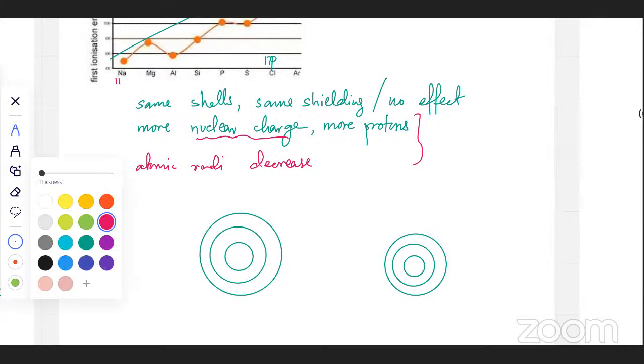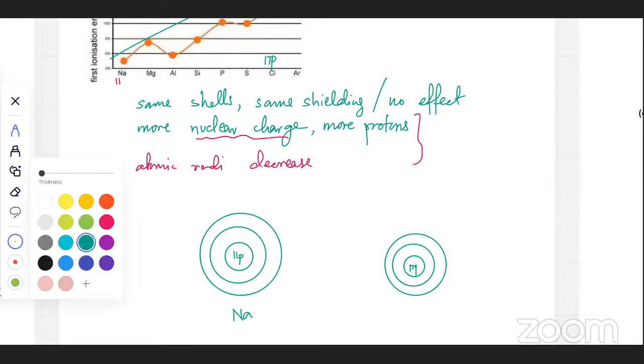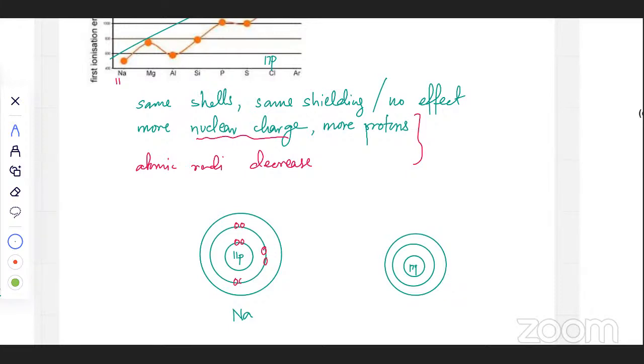So sodium will have just 11 protons. This is sodium over here. While your other one, this is chlorine, that's going to have 17 protons in its nucleus. So the electrons would be a lot more tightly held by chlorine. So sodium will have 2 in the first, 8 in the second one, and it's going to have just 1. So this electron over here is not really going to be attracted that strongly to sodium.